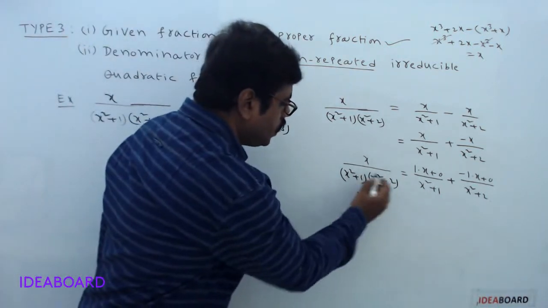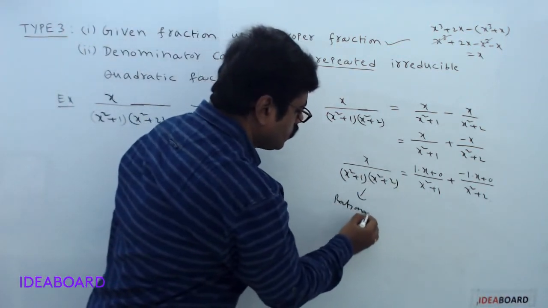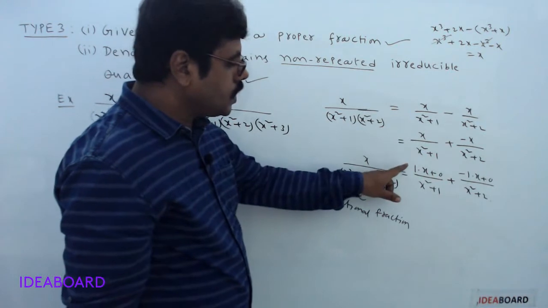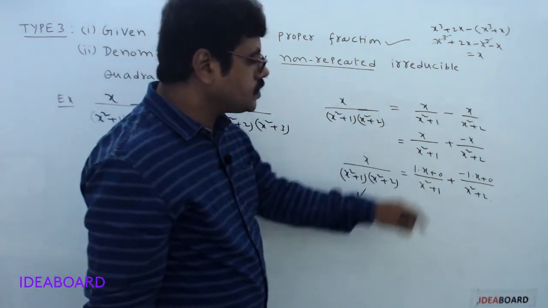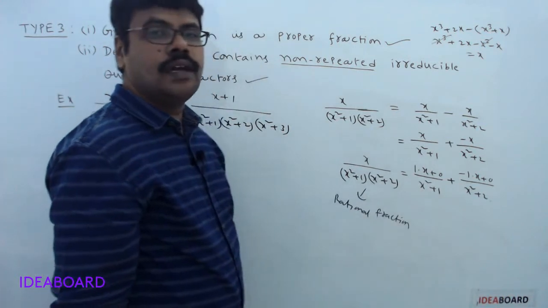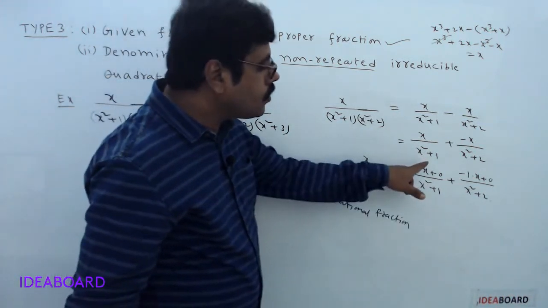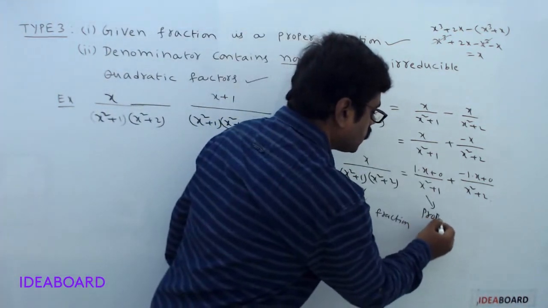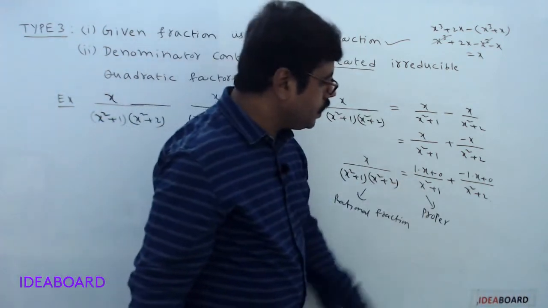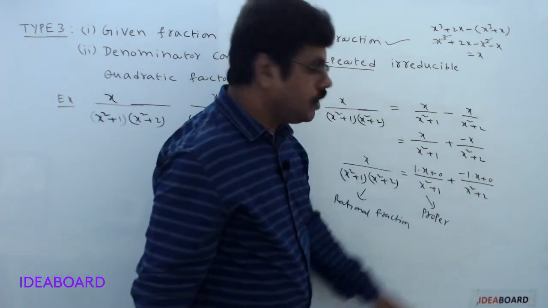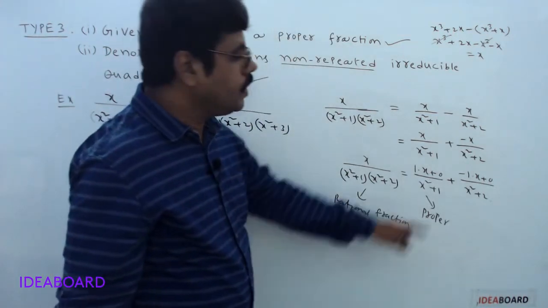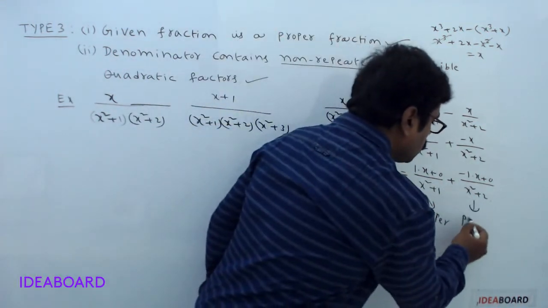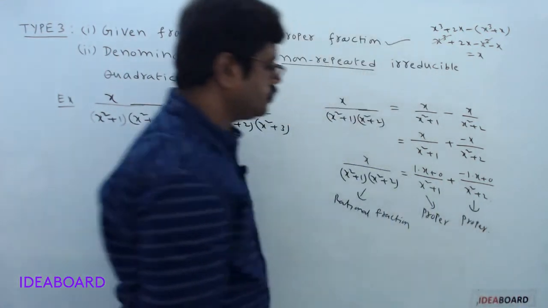Basically, it is a rational fraction. Now, see the first term. What is the degree of the numerator? Degree of numerator is 1. Degree of denominator is 2. Clearly, the degree of numerator is less than the degree of denominator. So, it is a proper fraction. Come to the second term. Degree of numerator is 1. Degree of denominator is 2. The degree of numerator is less than the degree of denominator. So, it is also a proper fraction.